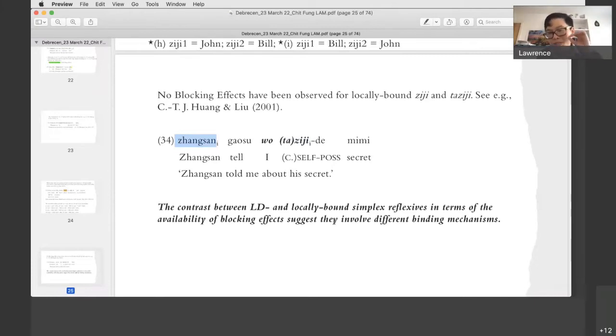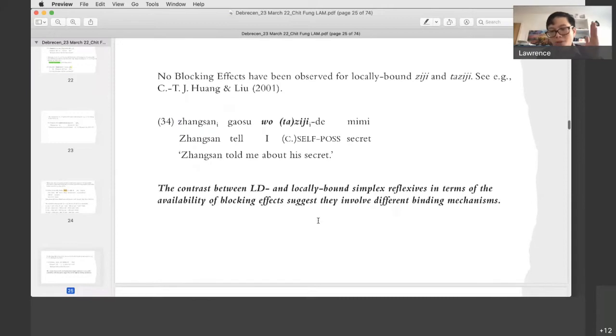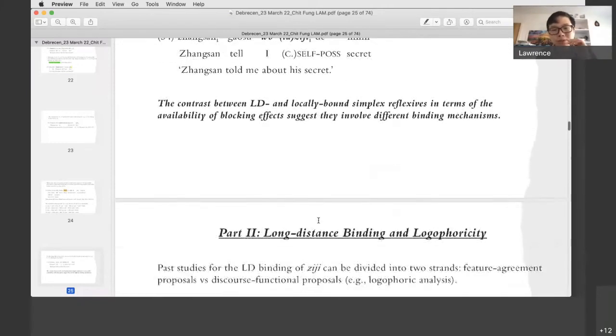And we will take it as a type of evidence to say that long distance binding and local binding in Chinese involve different binding mechanisms. So that's something I will talk about again very soon. I'll return to this point very soon.